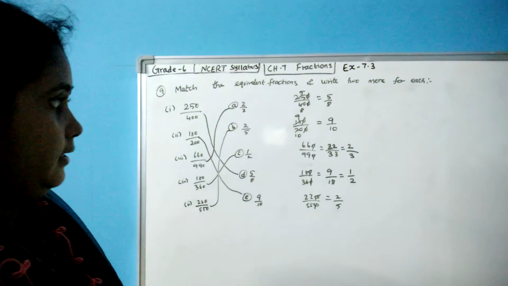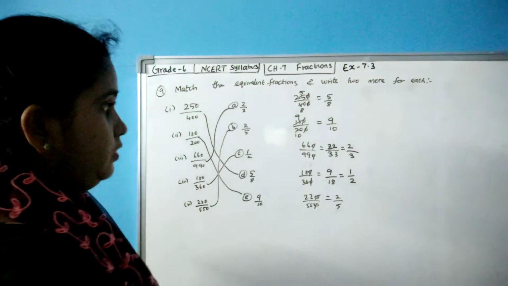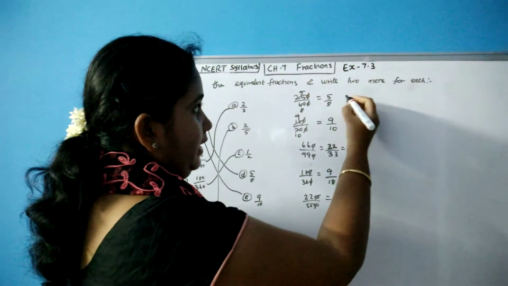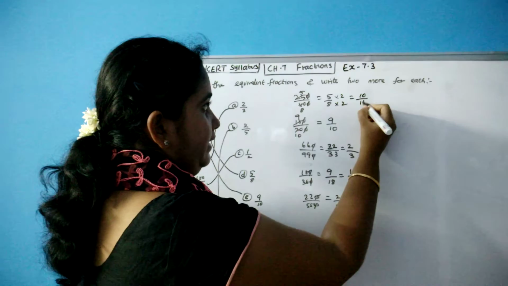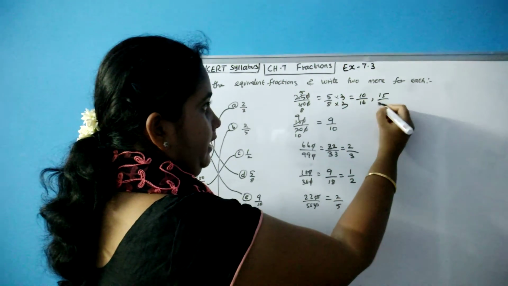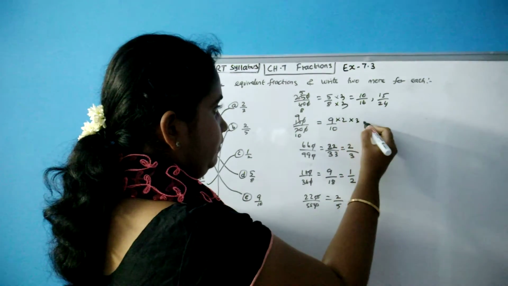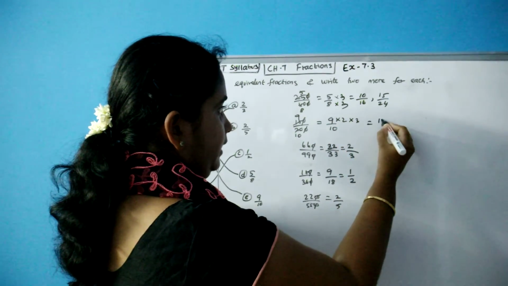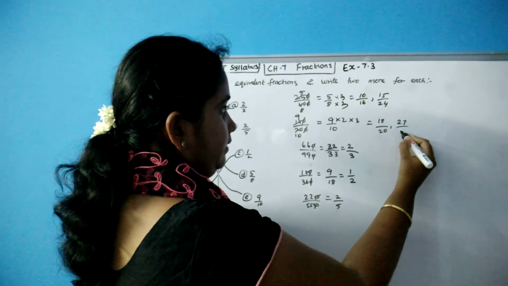So I just did a match. They asked 2 more fractions, right? So with this simplest form, I am going to write 2 more fractions. Into 2: 5 2s are 10, 8 2s are 16. Again into 3: 5 3s are 15, 8 3s are 24. Okay. This one into 2, into 3. 9 2s are 18, 10 2s are 20. 9 3s are 27, 10 3s are 30.